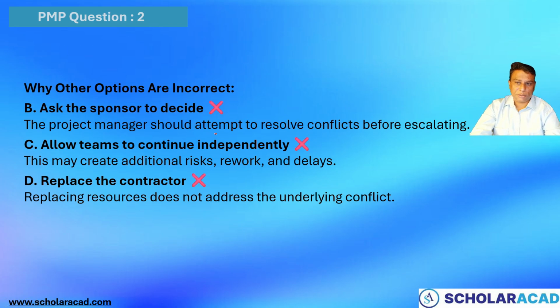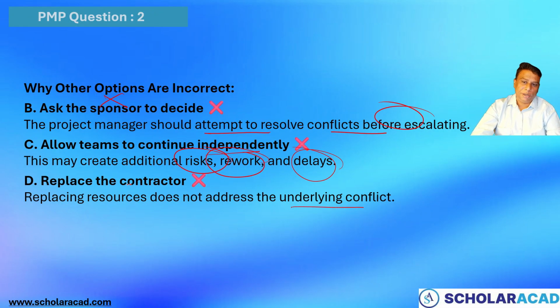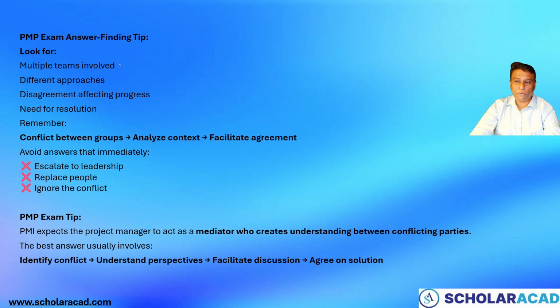So in option B, we attempt to resolve the conflict before escalating. So we do not escalate unnecessarily. Allowing the team to continue independently creates the risk of rework and delays. Whereas replacing the resource does not address the underlying conflict. Maybe you hire a new contractor, and they may also have a different opinion. So first we need to address the conflict, how we are going to resolve it and minimize the challenges in the project. So what should we focus on?